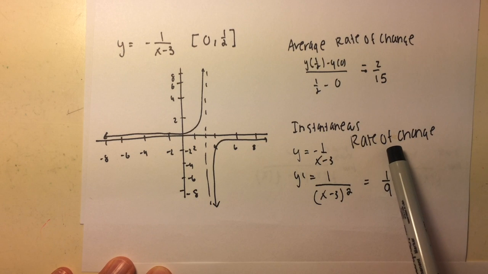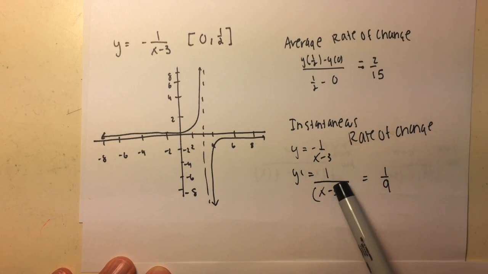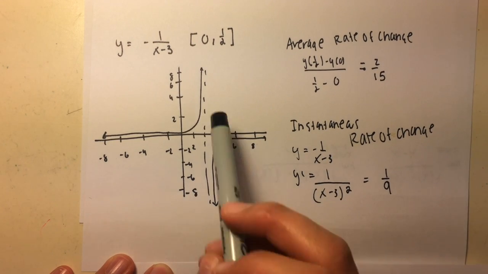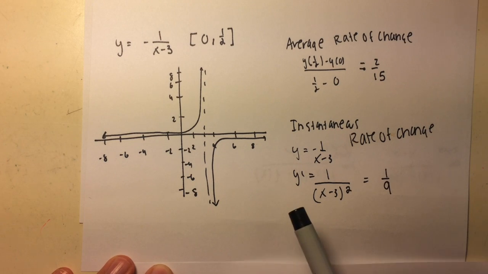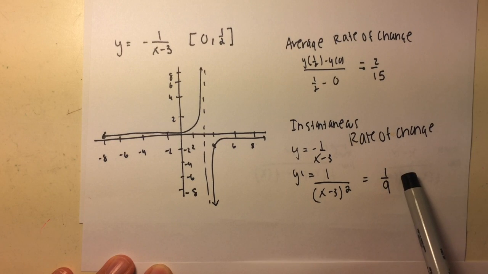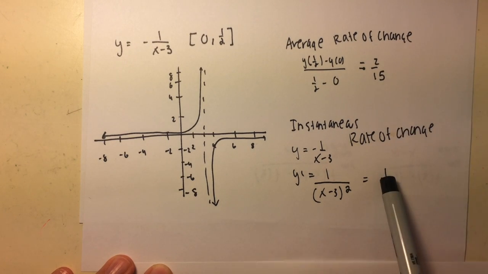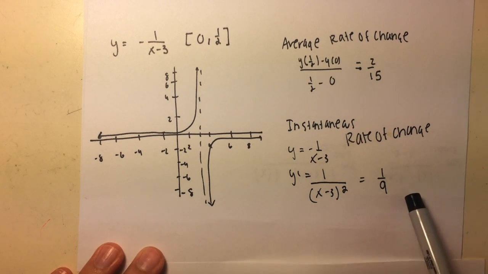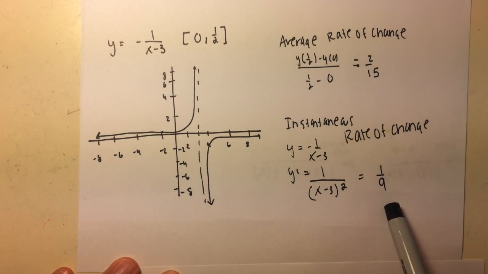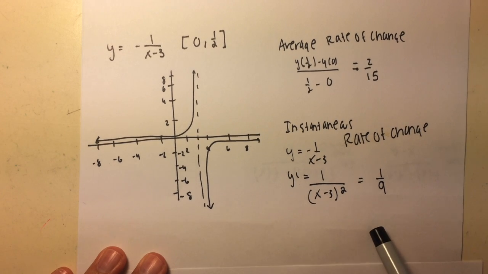However, for the instantaneous rate of change, we found the derivative to be 1 over x minus 3 squared, and we're using the exact point we want, at 0, the leftmost value, to find the change of the slope, or change of y value, which is the slope. That's 1/9. Once again, this is not the same value. Average and instantaneous velocity may be very similar and very close to each other, however, they are not the same, and that is very important to differentiate when you're solving rate of change problems.